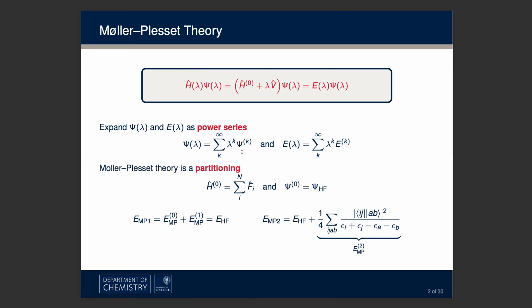Møller-Plesset theory is simply a particular partitioning of this Hamiltonian, where we use the Fock operator as our reference Hamiltonian, and we usually use the Hartree-Fock determinant as our reference wave function. We have our first order energies, which are equivalent to the original Hartree-Fock energy, and of course the second order correction that hopefully we're all very familiar with.